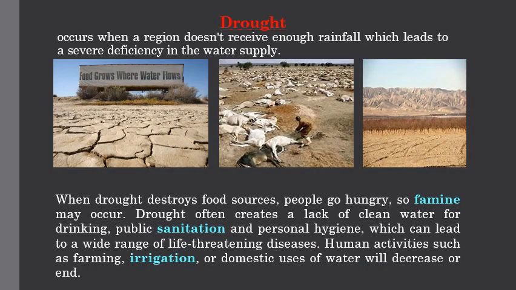Drought occurs when a region doesn't receive enough rainfall, which leads to a severe deficiency in the water supply. These are the three pictures. And what are the effects? When drought destroys food sources, people go hungry, so famine may occur. Drought often creates a lack of clean water for drinking, public sanitation, and personal hygiene, which can lead to a wide range of life-threatening diseases. Human activities such as farming, irrigation, or domestic uses of water will decrease or end.